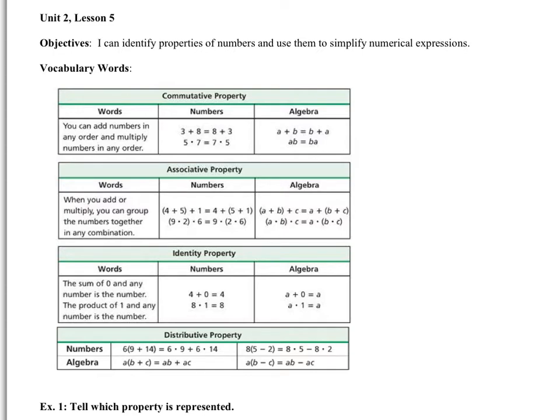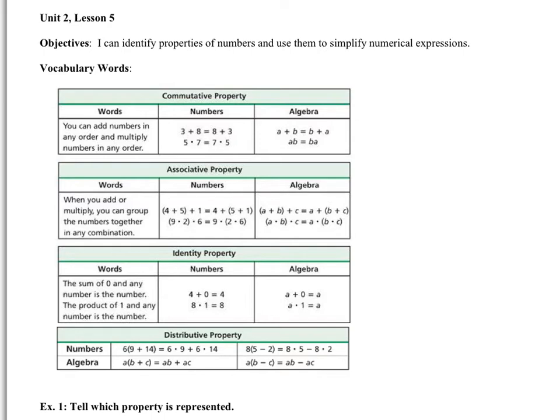There are 4 main properties that I want you to know, and I'm pretty sure that you know 3 of these 4. The 4th one may be new for you. But there's the commutative property, associative property, identity property, and the distributive property. These are some of my favorite things to learn because they're kind of fun to talk about.